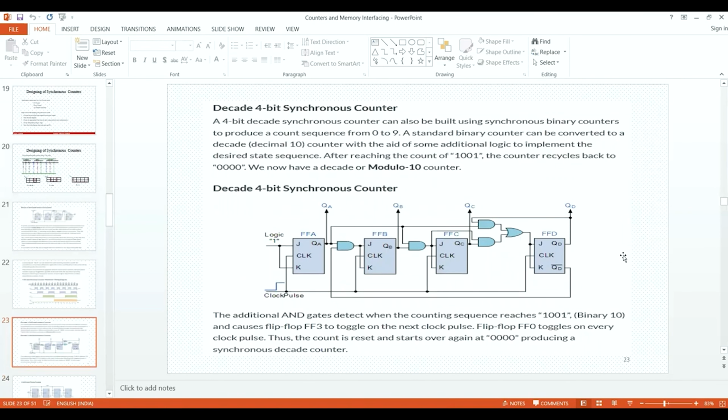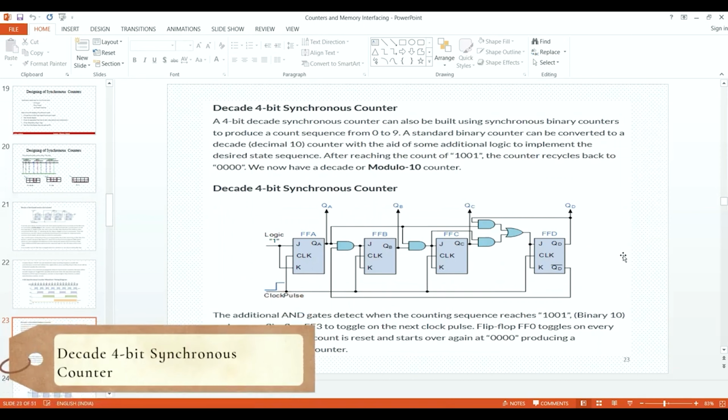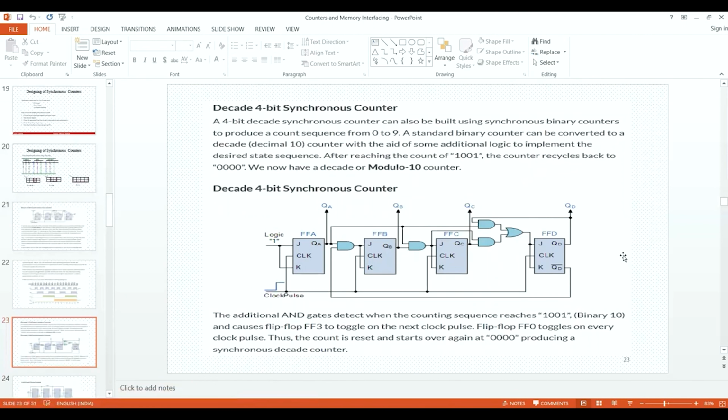Decade 4-bit synchronous counter. When we talk about a decade counter, we are talking about counting from 0 to 9. It's a decimal number; a decade counter's decimal value is 10, you know very well. So after reaching the count of 1001, it goes back to 0. So you can see we are going from 0 to 9 and back to 0. It's a synchronous counter, the clock pulse would be given, and we use AND gates. This circuit diagram you can derive from the K-map also.